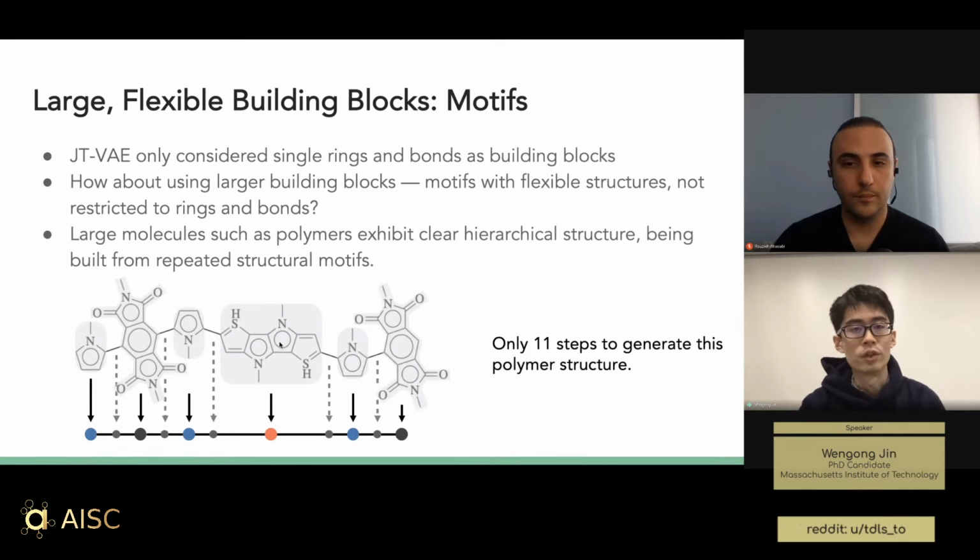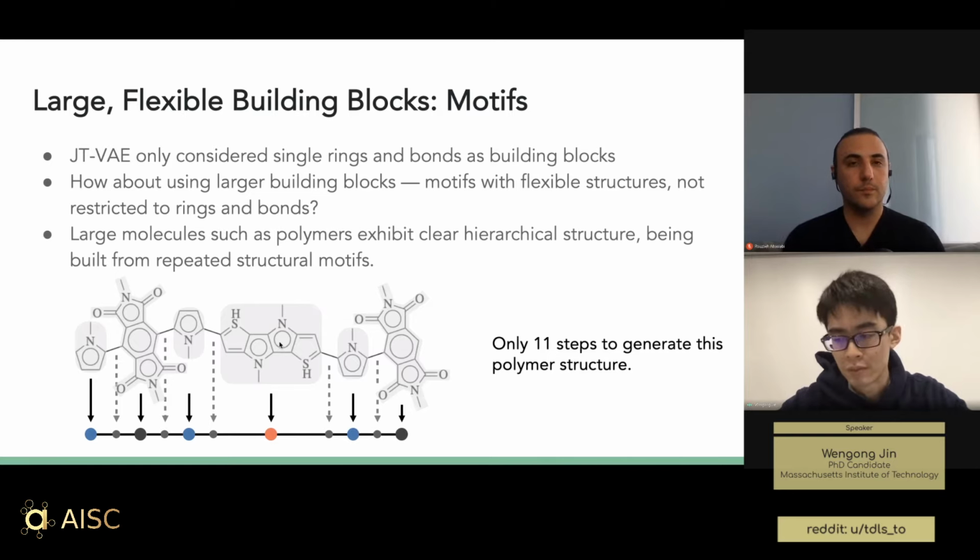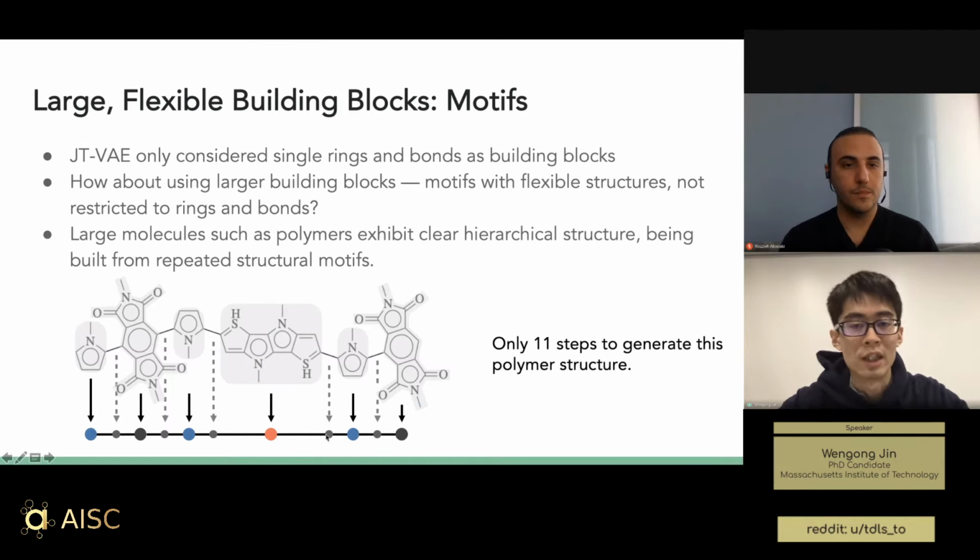Our solution is to utilize these larger, more flexible building blocks, which we call motifs. Back then, junction tree VAE only considered single rings and bonds as building blocks. But larger molecules, such as polymers, exhibit clear hierarchical structure, being built from repeated structural motifs. For example, you can see there are two structural motifs that get repeated in this polymer-like structure.